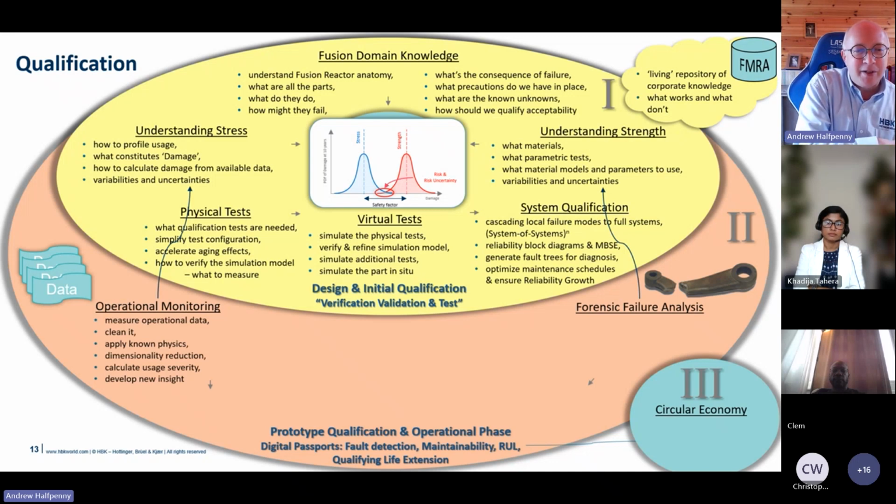Okay, data from different sensors we know has noise in, so let's clean that noise. We're not dumb. We know that there's lots of physics about this that we understand already. So let's apply that known physics. We know also that there's lots of data. So before we throw this to an AI engine as clueless ambition, let's already look at what we know and reduce any dimensionality. Now let's have a look at how we might calculate usage severity.